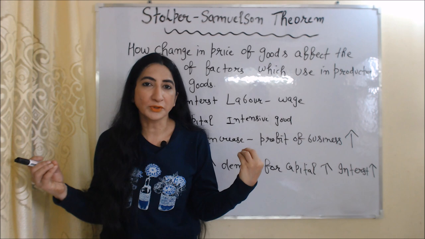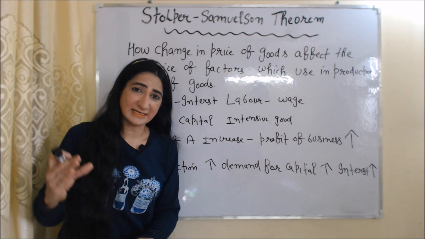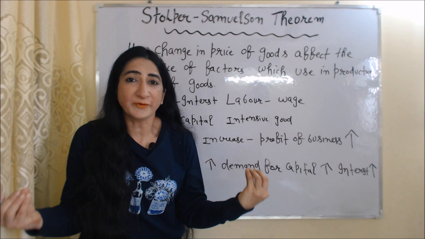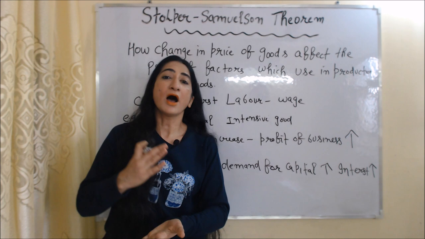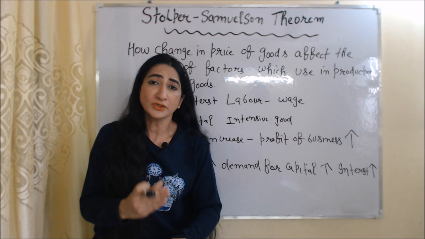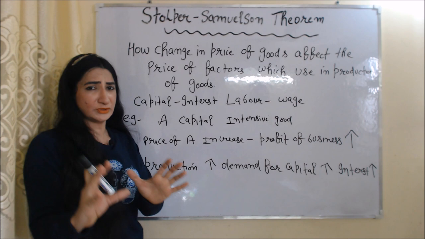Today we are going to talk about Stolper Samuelson Theorem. This theorem basically tells us how change in price of goods affect the price of factor which used in production of goods. As we know, we mainly use two factors for producing any good.